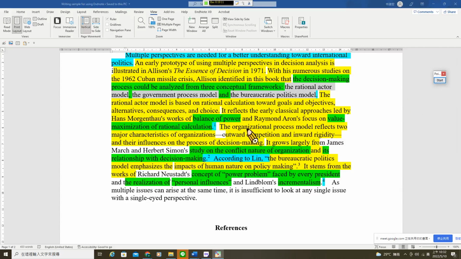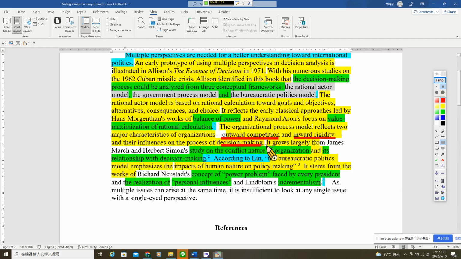And the second one, we talk about the organizational process model. It reflects two major characteristics of organizations: outward competition and inward rigidity. So there are two major issues for any kind of organization. One is to compete for resources from outside. Every organization does this. And the other one is the inward rigidity. It means that internally, the rules and the hierarchy inside any organization are not flexible. It is rigid. And also the influences on the process of decision making.